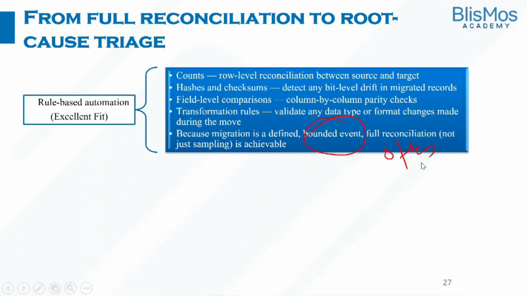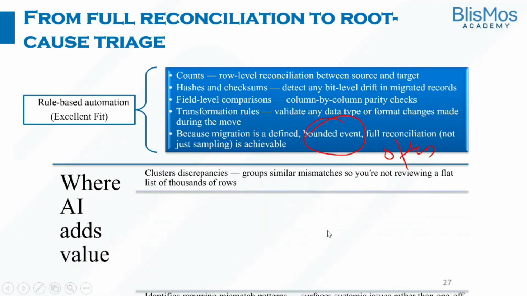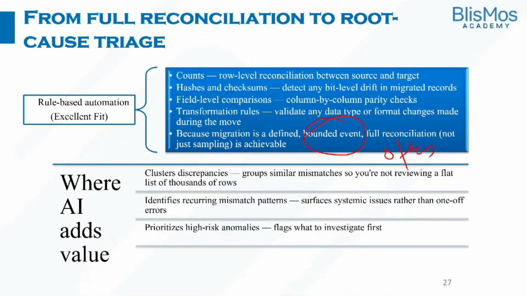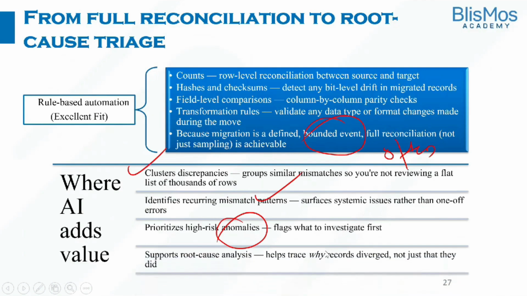So where can AI help here? If there are any mismatches in the rule-based automation, then AI can cluster the discrepancies, detect if there are any recurring patterns, prioritize high-risk anomalies, and support the root cause as well. So the model is: automation proves whether the migration matches. AI helps explain why it does not.